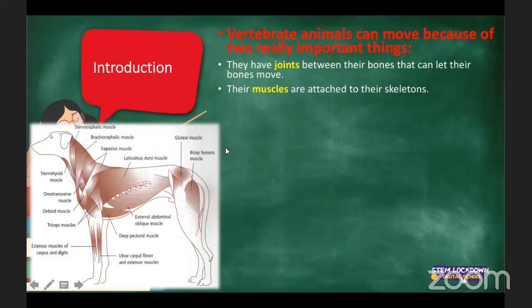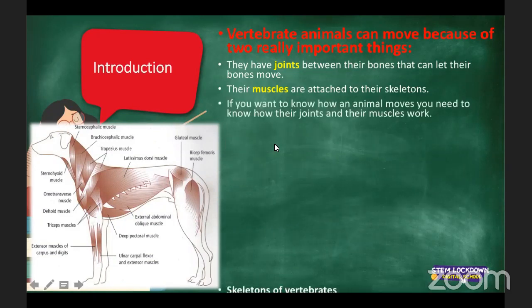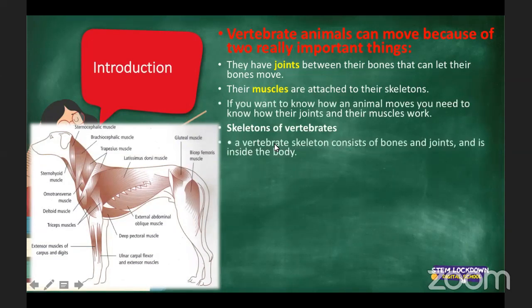Okay. Then another important part of a vertebrate animal or human being is the muscles, because the muscles are attached to the skeleton, as I said earlier. Okay. A vertebrate skeleton consists of bones and joints, and these bones are inside the body. Each and every vertebrate animal or human being has bones, and our bones are connected through joints inside our bodies.